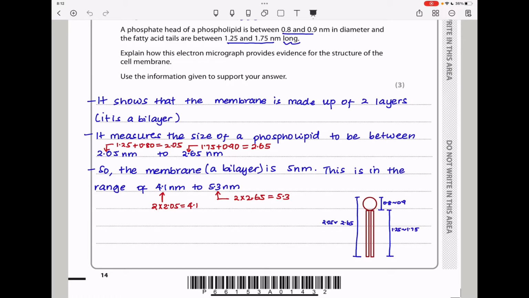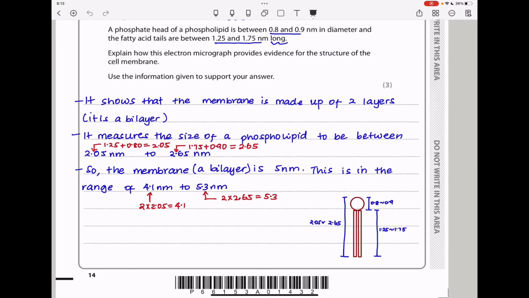They have told us that the width is 5 nanometers. When we double this to create that bilayer, it's going to be between 4.1 and 5.3, which should be around 5 nanometers. So I said the membrane, which is a bilayer, is 5 nanometers from the micrograph, and this is in the range of 4.1 nanometers to 5.3 nanometers. That is in agreement with what we see from the micrograph. So if you had written these 3 statements, you don't need to draw this. You'll be able to get 3 marks. Let's continue to the next part.